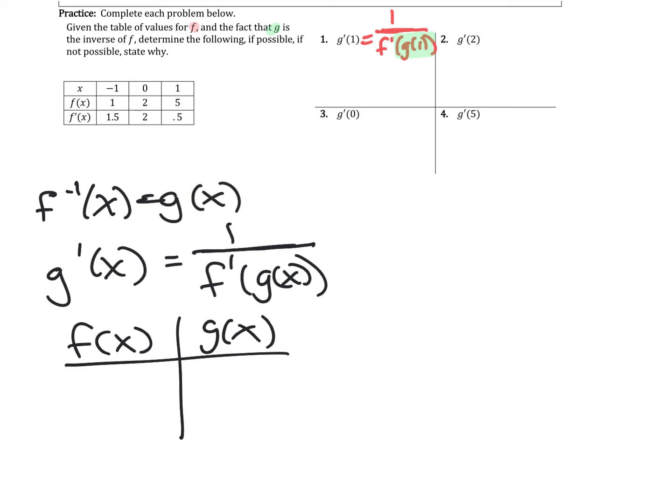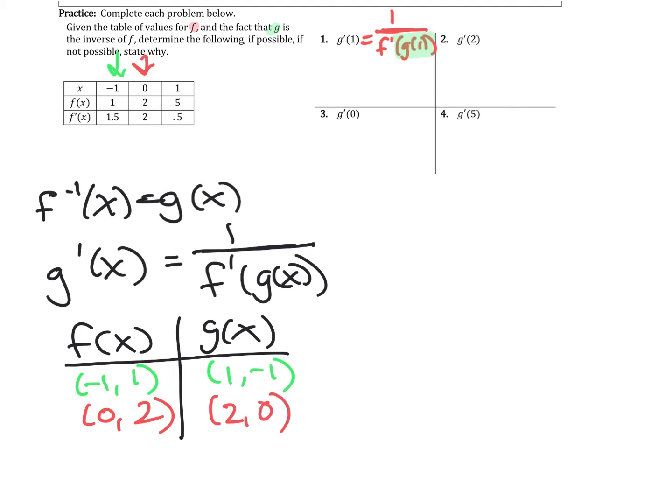So let's go ahead. If I look in this table, this ordered pair in f of x, when x is -1, f of x is +1. That means in g, I could just switch the x and the y coordinates. So I know that when x is 1, g of x is -1. So let's go ahead and do that for all 4 of these points here. When x is 0, f is 2. Which means when x is 2, g is 0.